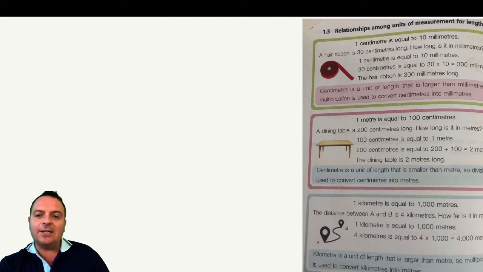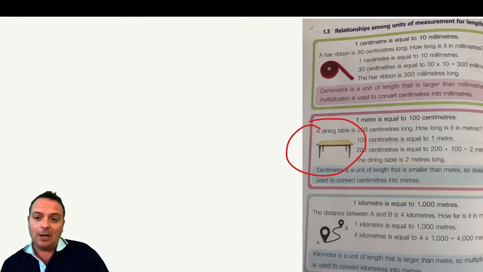So the centimeter is larger than a millimeter. 1 centimeter, 10 millimeters. So for the centimeter, we use multiplication. 30 multiplied by 10 equals 300 millimeters. I know that's confusing because you think, well, how is 1 centimeter bigger than 10 millimeters? It is. 1 centimeter is larger than a millimeter. So just remember that.